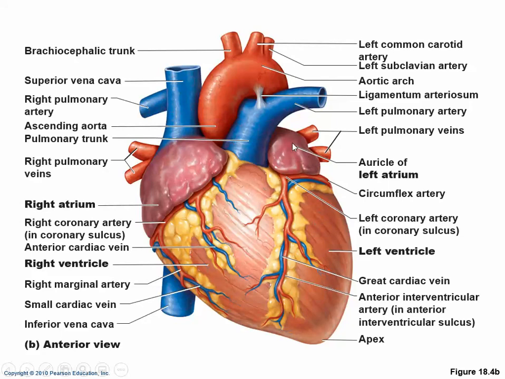Blood then flows from that to the left ventricle, out the aorta to the body, through the capillaries of the body, back through the vena cava, into the right atrium, into the right ventricle, out the pulmonary trunk and the pulmonary arteries to the lungs, and it's a circuit that way.